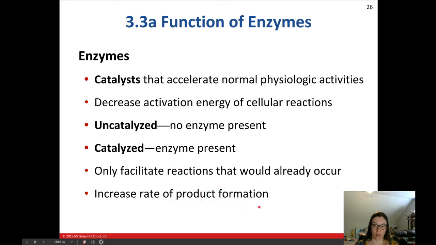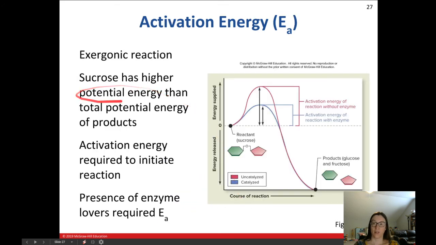and increases the rate of product formation. In this case, our example is an exergonic reaction, right? We said we have sucrose and we're going to break it down into glucose and fructose. This is that same example we used earlier. Here is the normal activation energy, uncatalyzed, without the enzyme. We would have to save up a lot of energy before we can actually have this reaction occur.